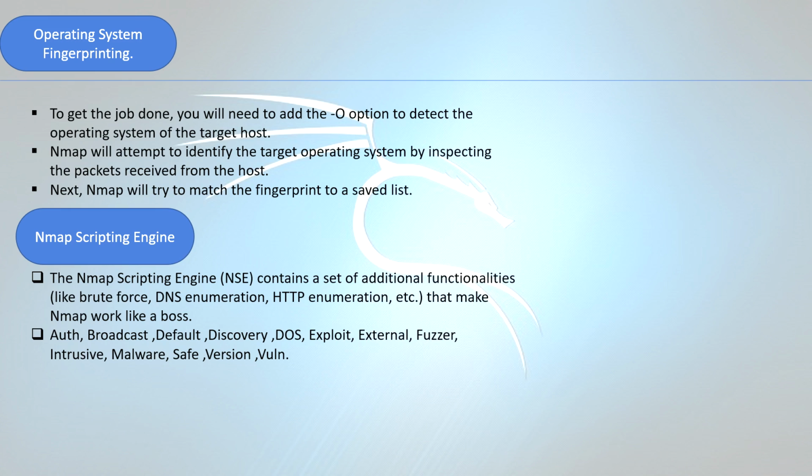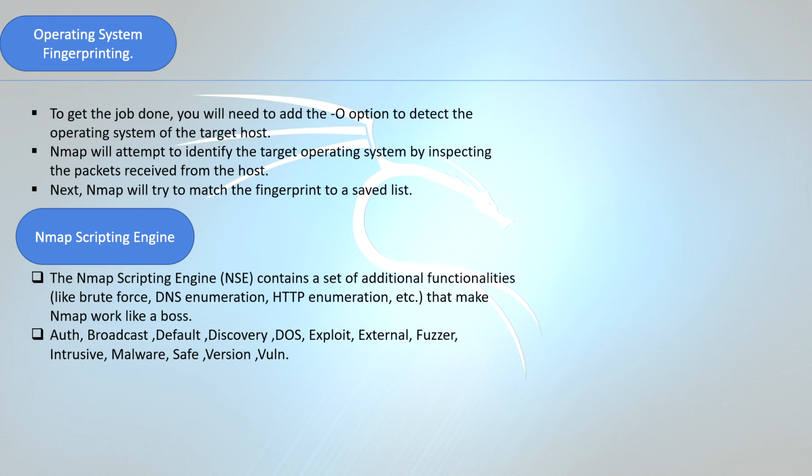Next, operating system fingerprinting. To get the job done, you will need to add the option for operating system detection. Nmap will attempt to identify the target operating system by sending packets and receiving responses from the host.